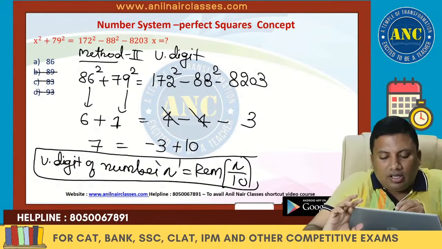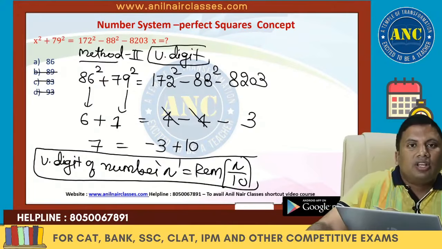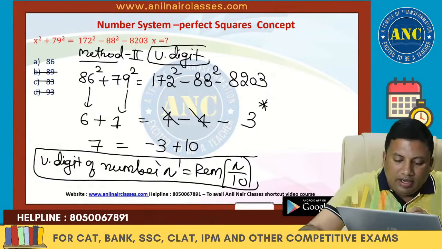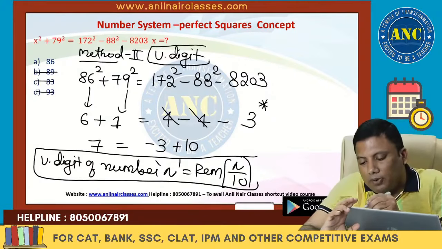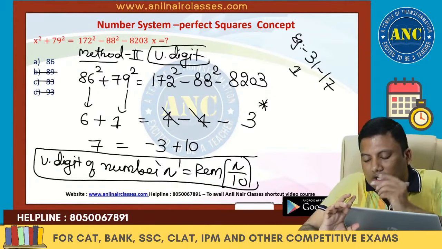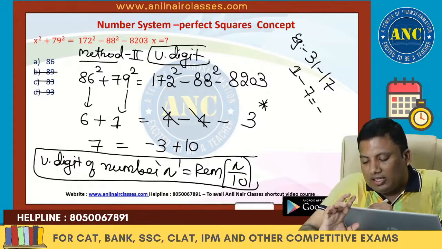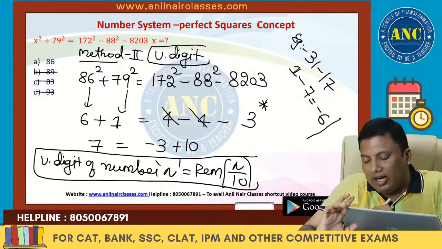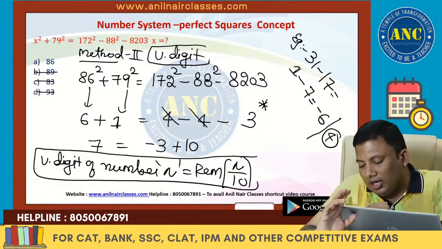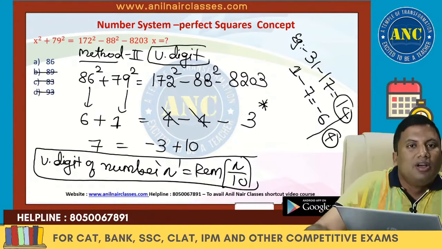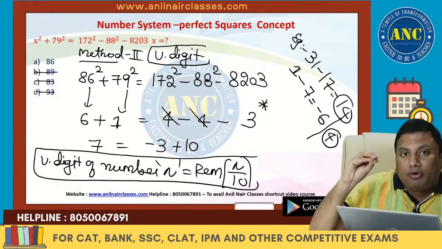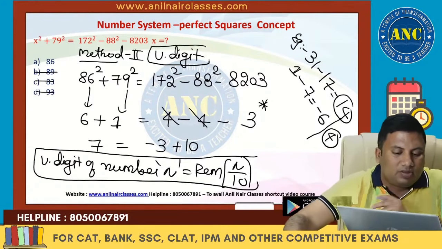89, 83, 93, the unit digit is not matching. Method number 2 is based on the unit digit of a number. I hope the idea is clear. Maybe you might have a doubt only here: 4 minus 4 cancel, minus 3. For example, take 31 minus 17. Only focus on the unit digit. 1 minus 7 is nothing but minus 6. If you get a negative remainder, add 10 to it. 10 minus 6 is 4. Actually, the answer for 31 minus 17 is 14. Only do the unit digit. If you get a negative remainder, add 10 to it. This is method number 2.